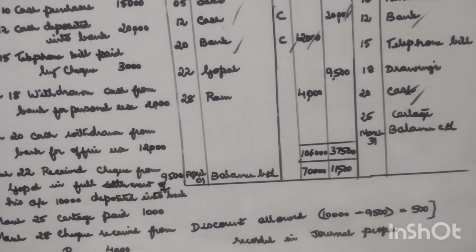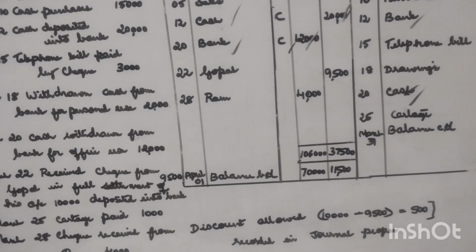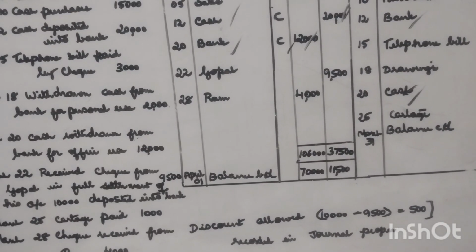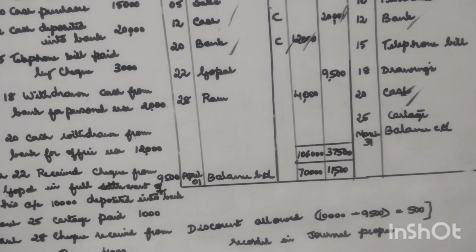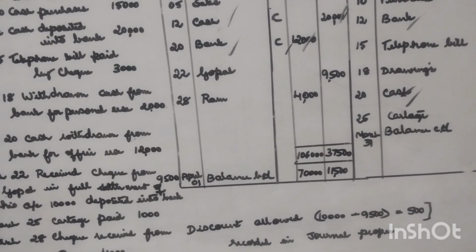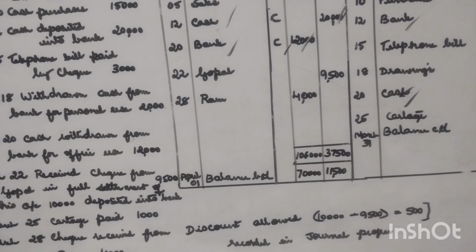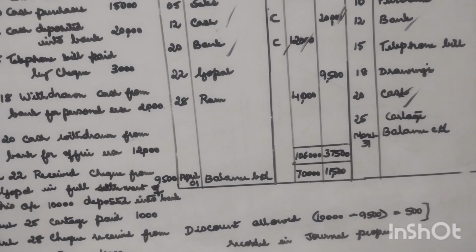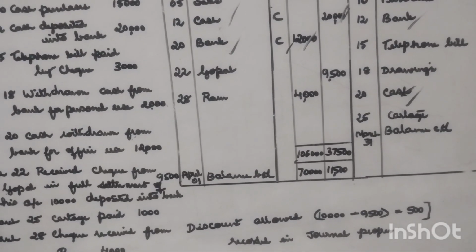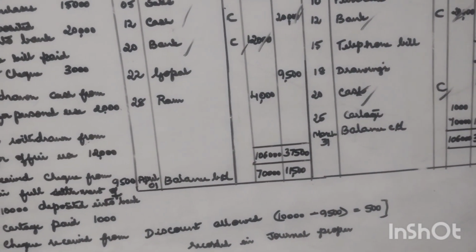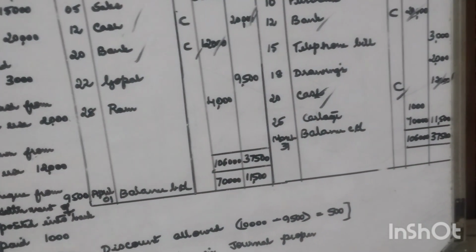Even though the check is received, it has to be recorded under cash column. So this is how these entries have to be made. If the check is received, then it has to be recorded under cash column. If the check is received and deposited on the same day, that must be recorded under bank column. If the check is received and deposited on another day, then that is a contra entry. This is how these three cases have to be treated while recording these transactions.